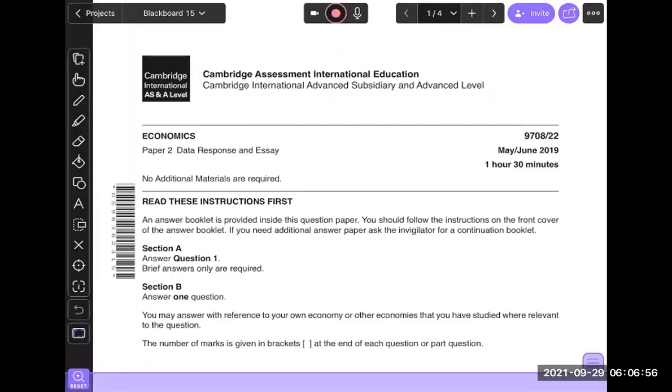So guys, let's look at the second part of our paper, which is basically the data response. We did the essays yesterday. It's about Egypt's economic difficulties. So let's just read this.